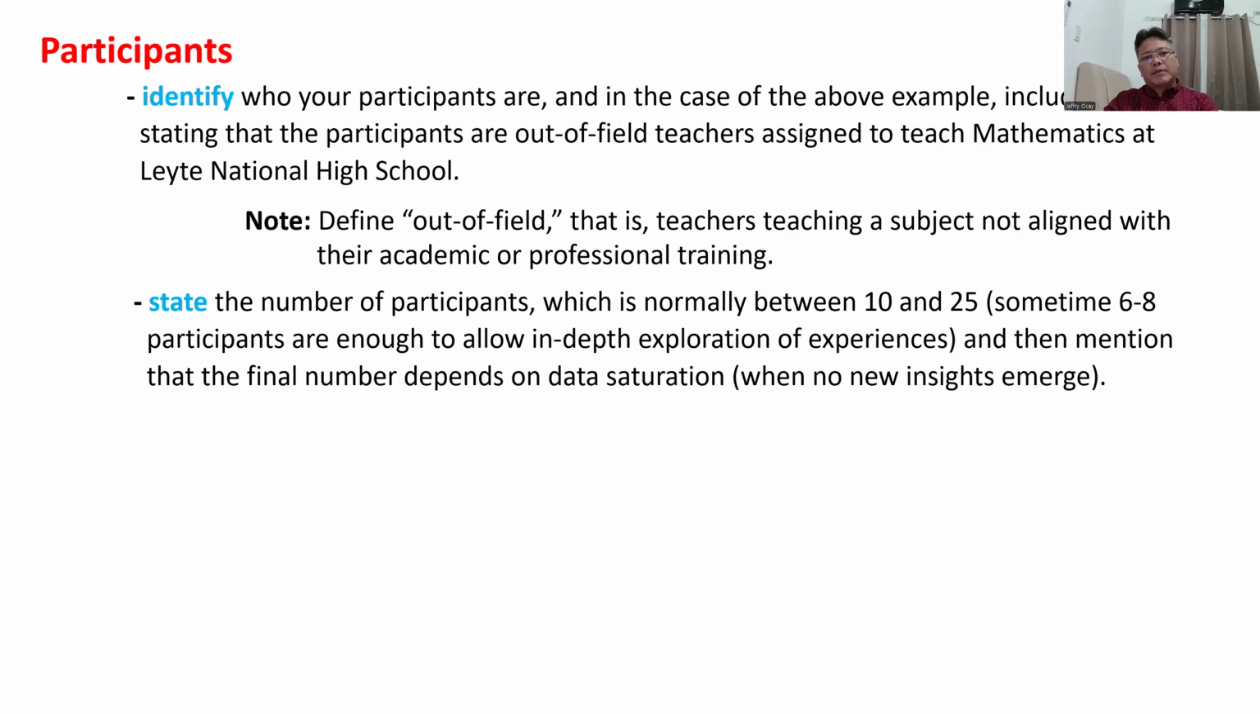And then state the number of participants, which is normally between 10 and 25. And please take note that in qualitative research, whether you're employing historical research design, ethnographic research design, philosophical research, or phenomenological research design, grounded theory, and whatnot, the number of participants is normally between 10 and 25. And we could have saturation points in the 11th or 12th or 13th, okay? But in phenomenological research design, sometimes 6 to 8 is enough.